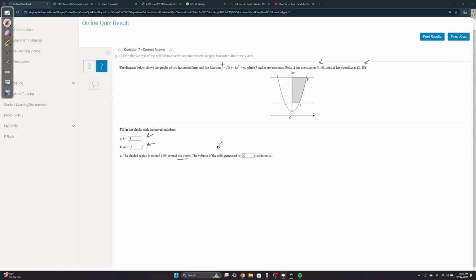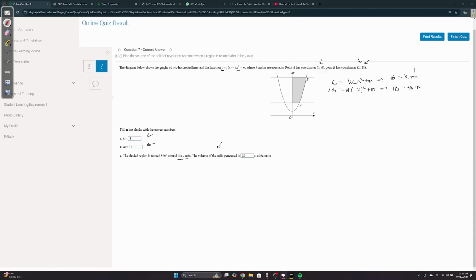So by the way, f of x is y. So you have y equals kx squared plus m. Just substitute these 2 points. You're going to get 2 equations and you can solve it easily. So we're going to start with just substituting x and y. The first one, 6 is equal to k times 1 squared plus m. The second time you substitute, you're going to get 18 is equal to k times 2 squared plus m. So you're going to get 6 is equal to k plus m. And here you're going to get 18 is equal to 4k plus m.